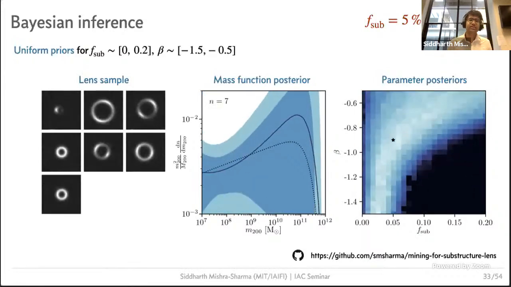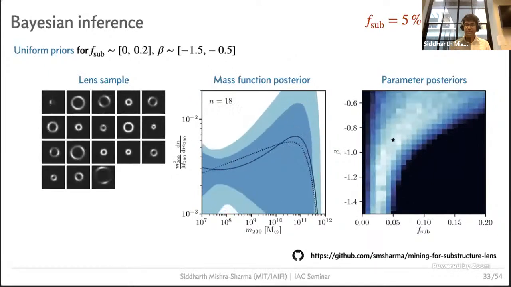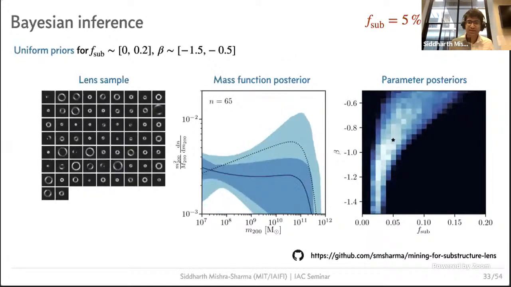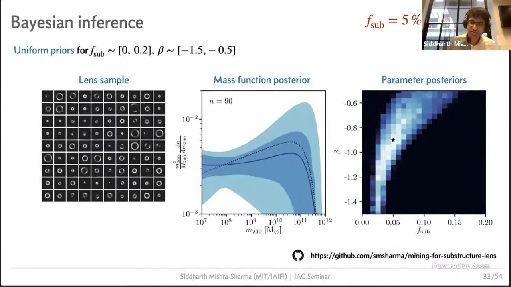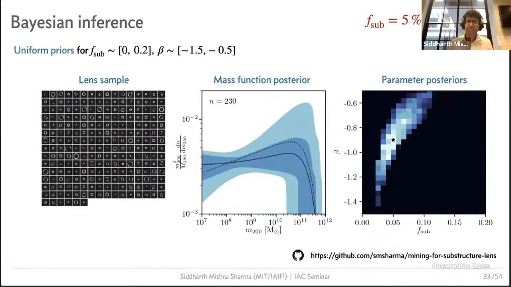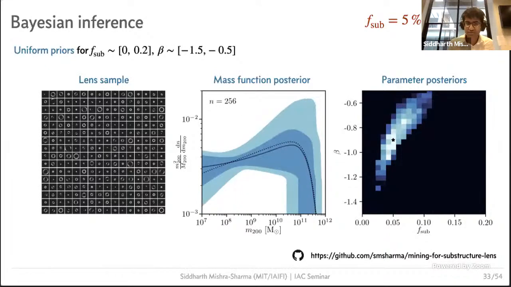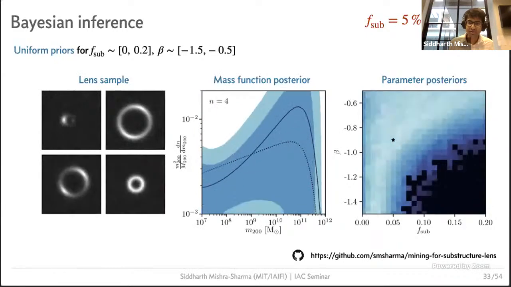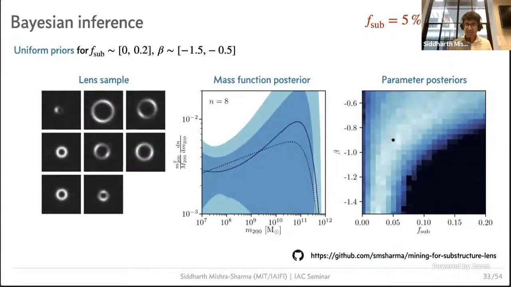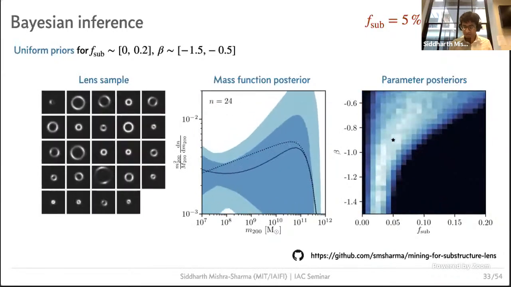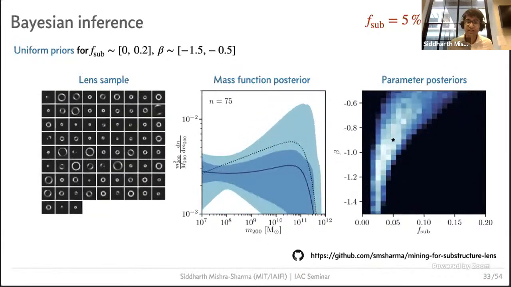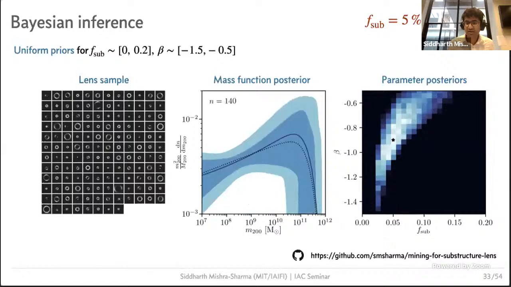You can see that initially the mass function is very poorly determined. But as you start adding more and more lenses, you start getting tighter and tighter constraints on the mass function. Eventually, after adding hundreds of lenses, you get close to the true value, again, without any obvious biases. And the last thing I'll mention is the code to reproduce this full analysis is available freely on GitHub.